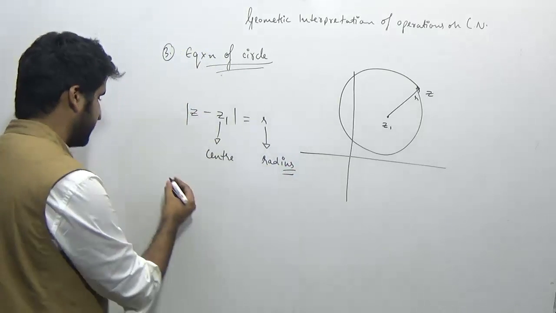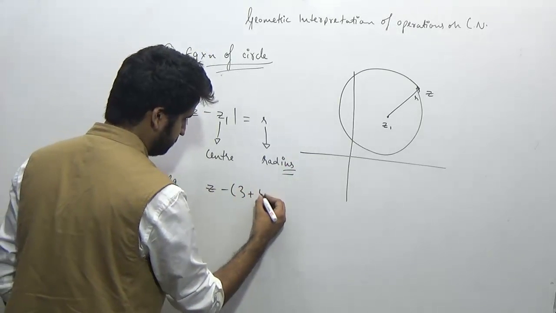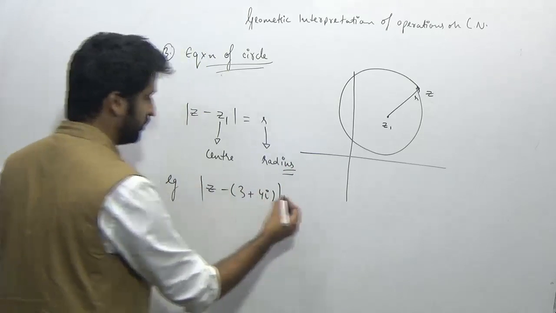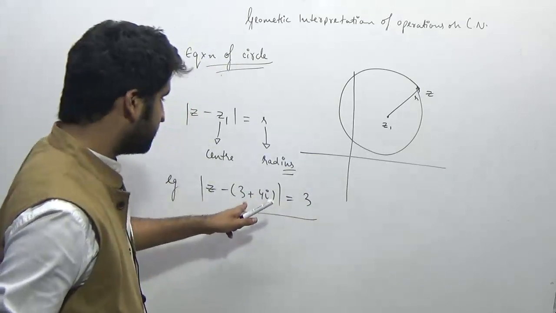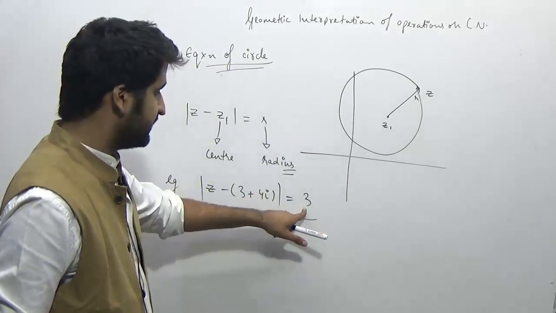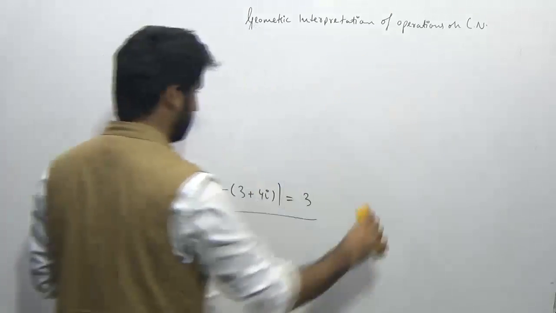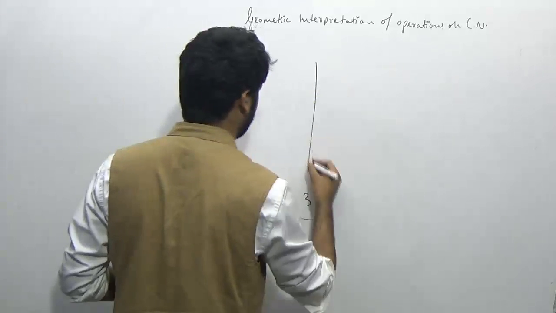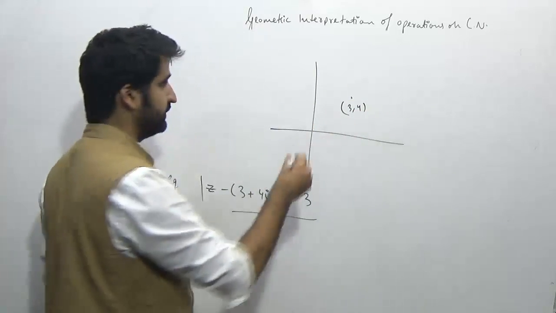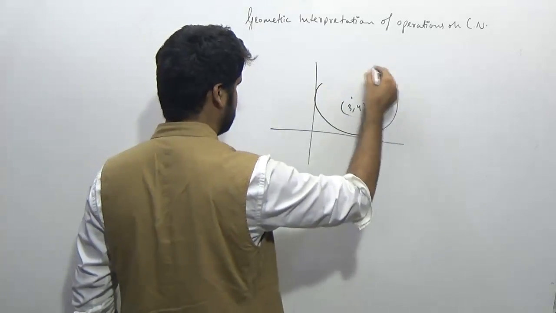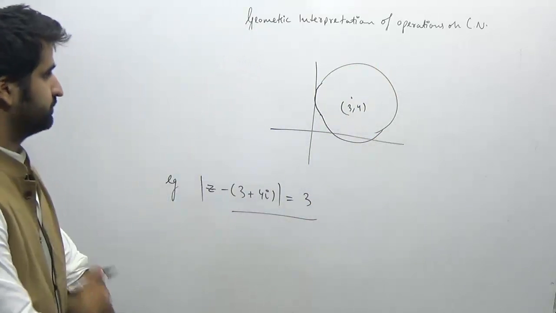So if, for example, I want to plot this expression on the complex plane, what does it denote? It denotes a circle, and the center of the circle will be (3, 4) and the radius of the circle will be 3. How? Because it says that our complex number is such that its distance from the point (3, 4) is always equal to 3. So the circle will be somewhat like this.